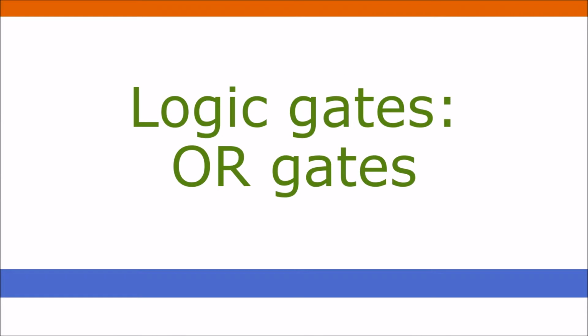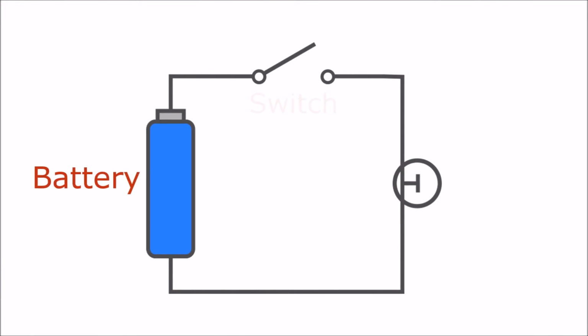In the previous video we looked at AND gates. This time we're going to look at OR gates. As before, we will use a simple electric circuit to illustrate the gate. In this case, when the switch is off, the circuit is open, so the light is off. Once again, if we turn the switch on, the switch contact's closed, this completes the circuit, electricity can flow and the light goes on.